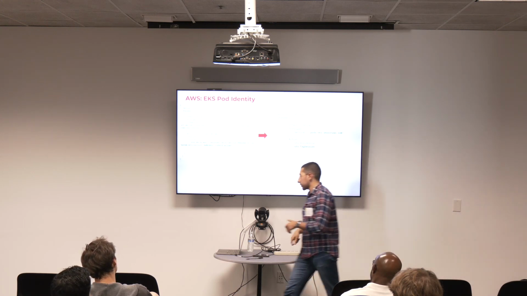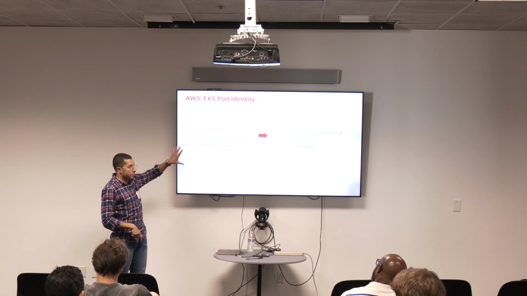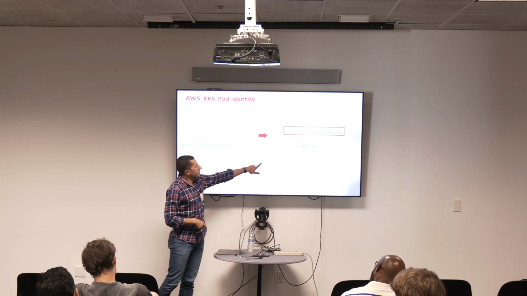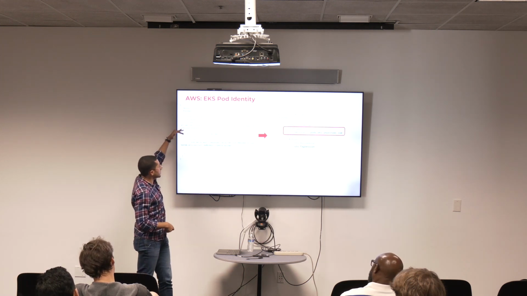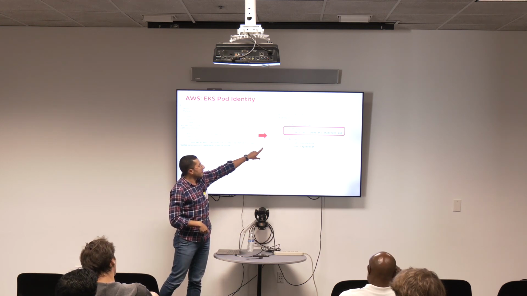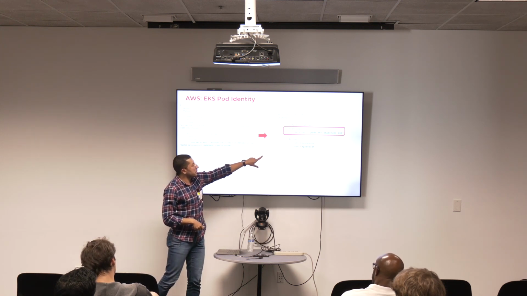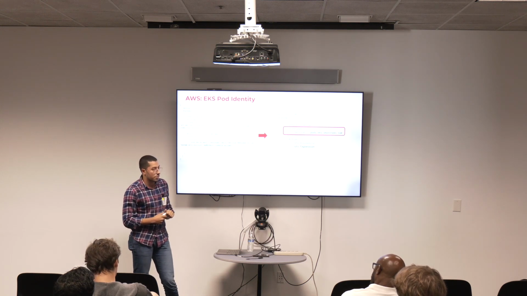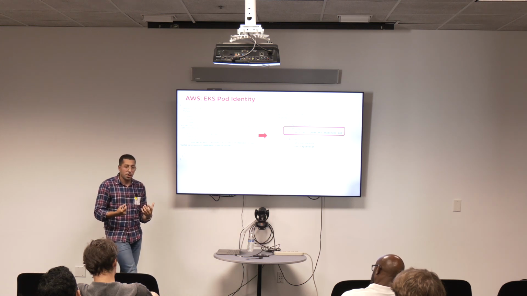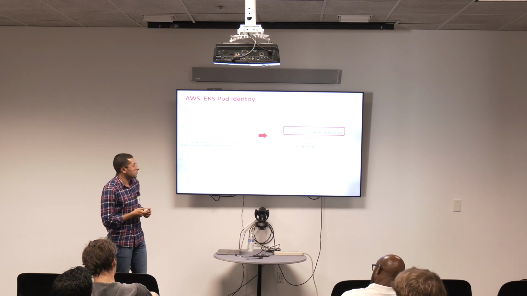So this is what a trust policy looks like with IRSA, the previous method that I showed you. And now we are going to this kind of policy. You see the trust policy has been reduced in size. And now we are introducing a new service principal, which is called pods.eks.amazonaws.com, which allows you to be sure that only a pod using the pod identity feature can be allowed to assume a role.